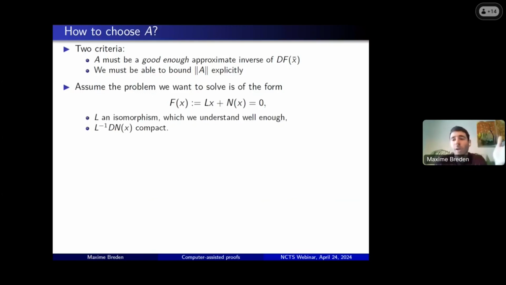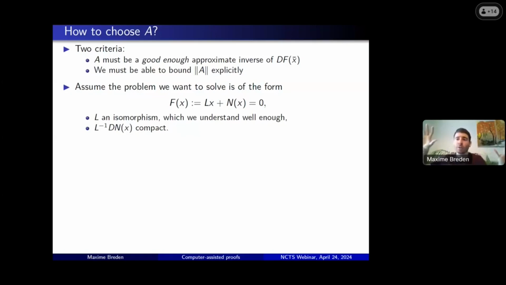And so here is this class of problems for which you can do this. Assume that your f equals 0 problem can be split into a linear part, which is indeed invertible and for which you understand the inverse well enough, and then something else. So it doesn't have to be fully nonlinear here. You can keep some linear terms in there. I'm not claiming that L is exactly the linearization, sorry. But what I'm assuming is that N is relatively compact with respect to L, in the sense that L minus 1 dN x is compact. And we will see in a moment why this is a useful assumption.